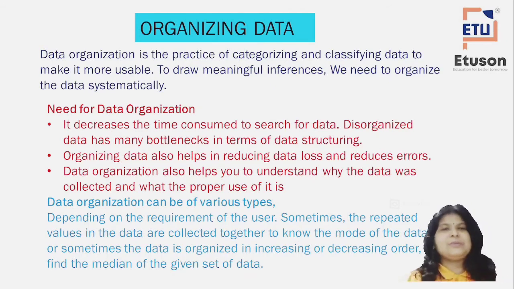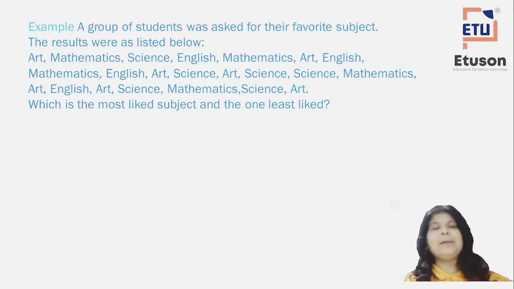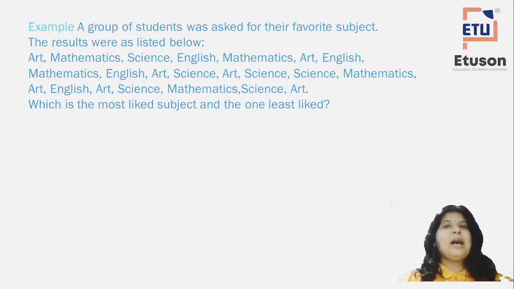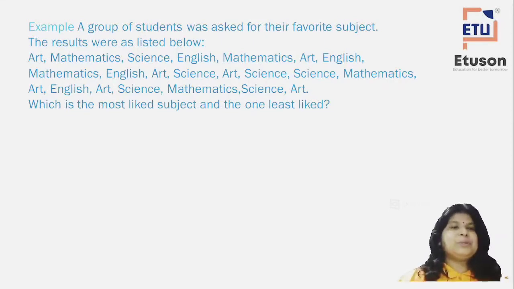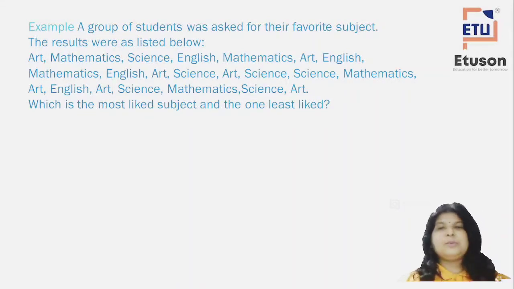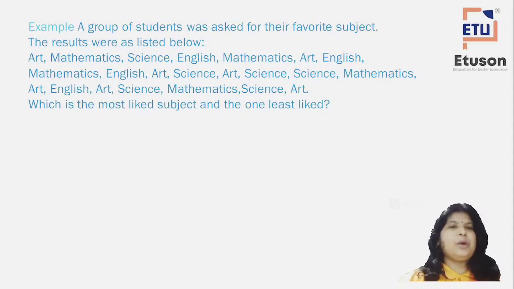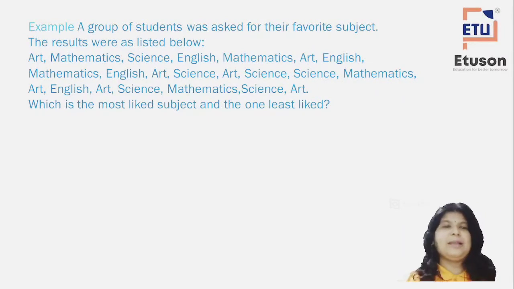Correct or not? So now let us take one example to understand how data can be organized, right? So this is the example. A group of students was asked for their favorite subject. The results were listed below. So you have art, mathematics, science, English, mathematics, art, English. So like that it is written. And the question is, what is the most liked subject and the least liked subject?